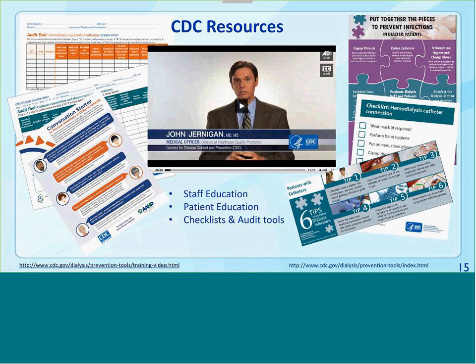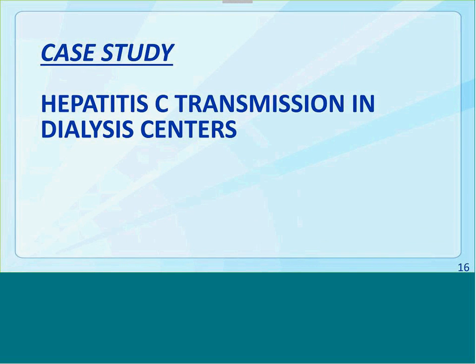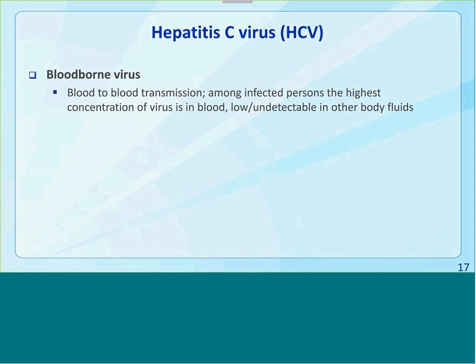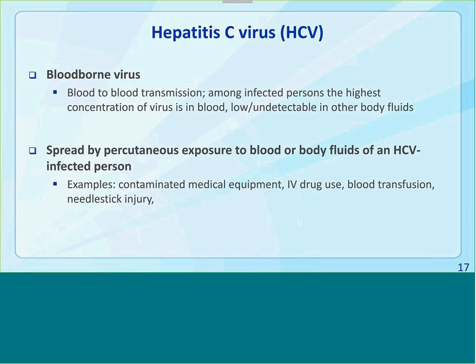Moving on, that kind of set the base. That's what you should have in place. But let's look and see what really happens and use Hep C as a case study to say, oops, things don't always go perfectly. A little bit of background on Hep C. It is a bloodborne virus, and keep in mind that the concentration of the virus is highest in the blood. It's low or undetectable in other body fluids.